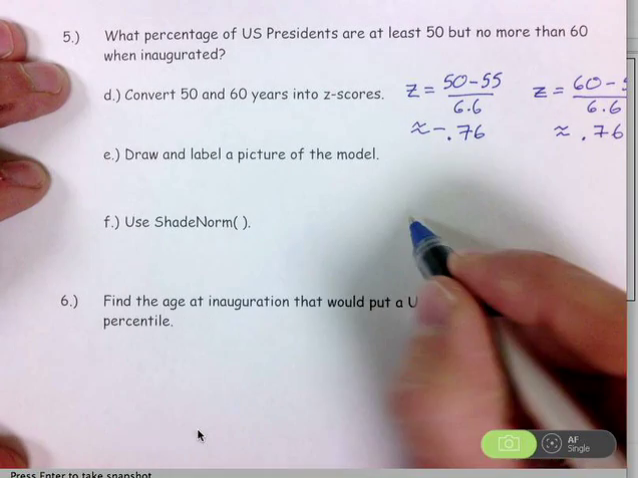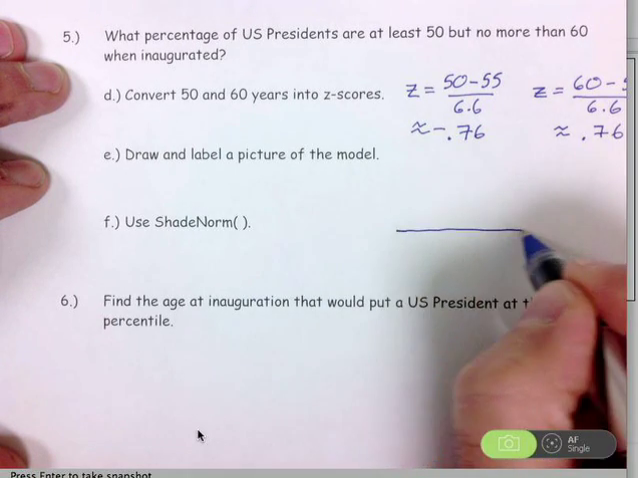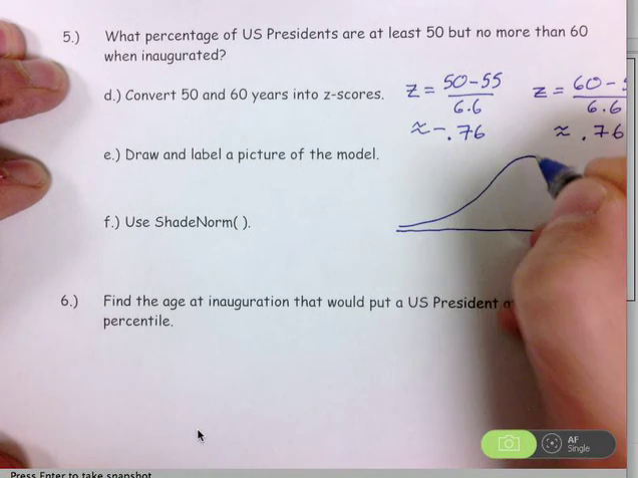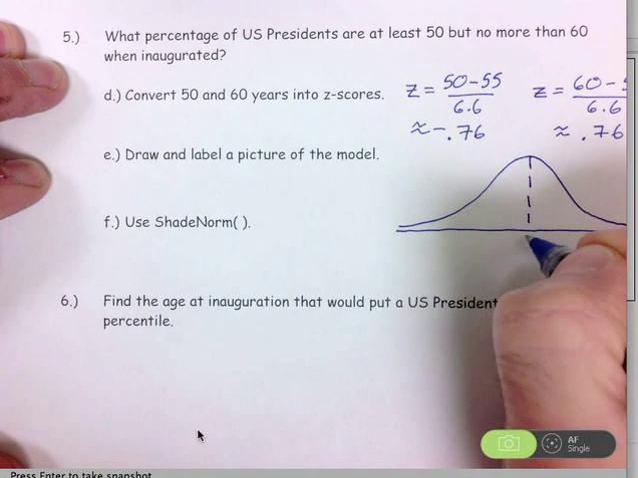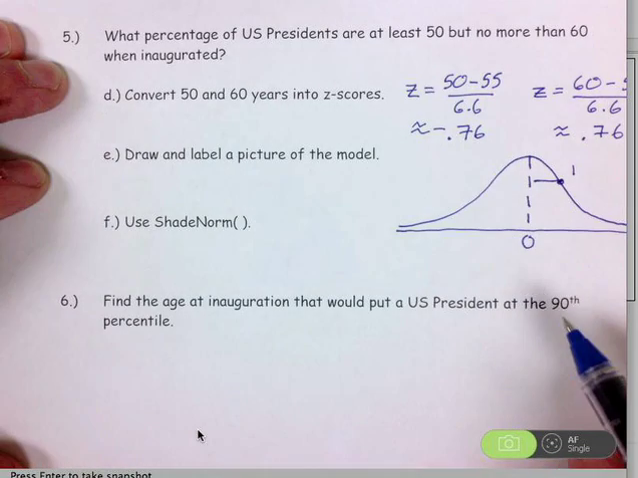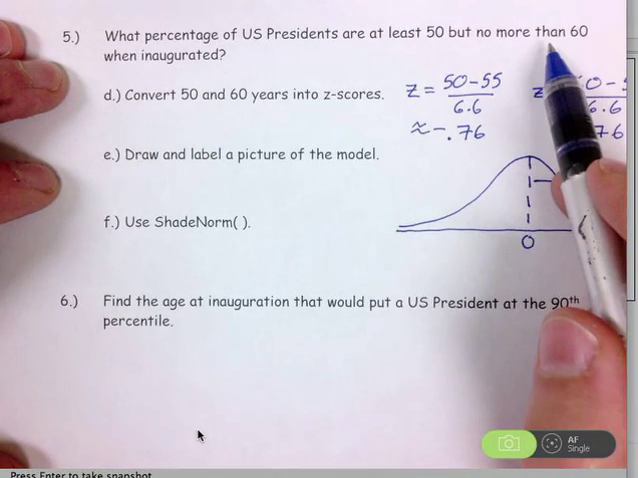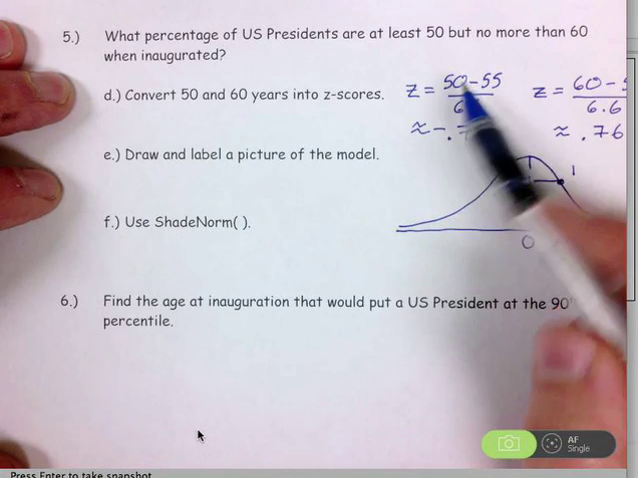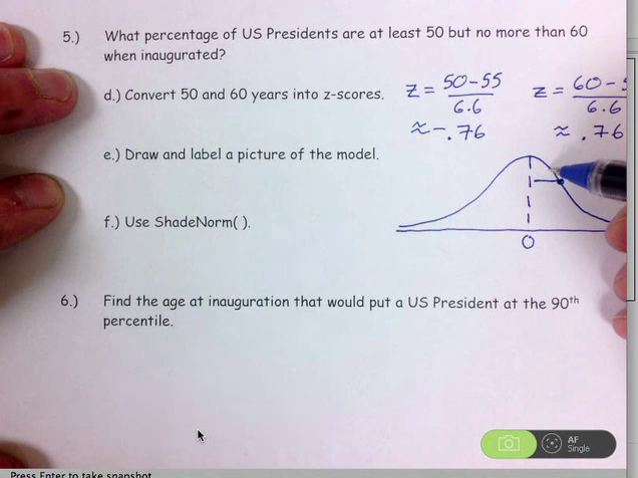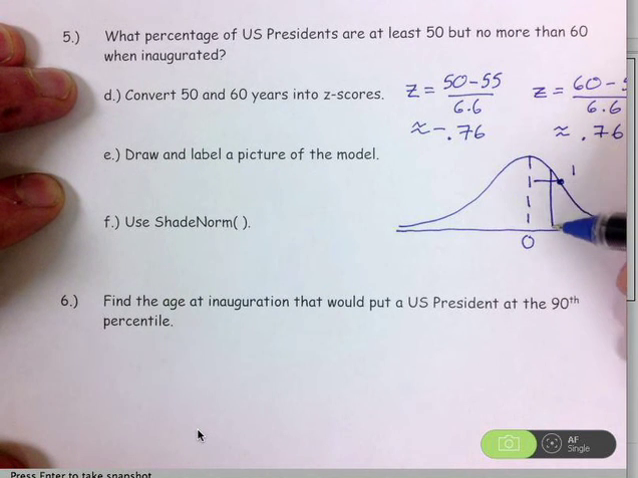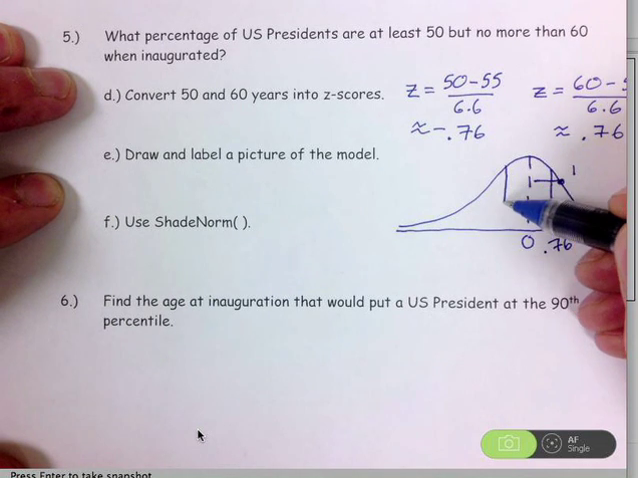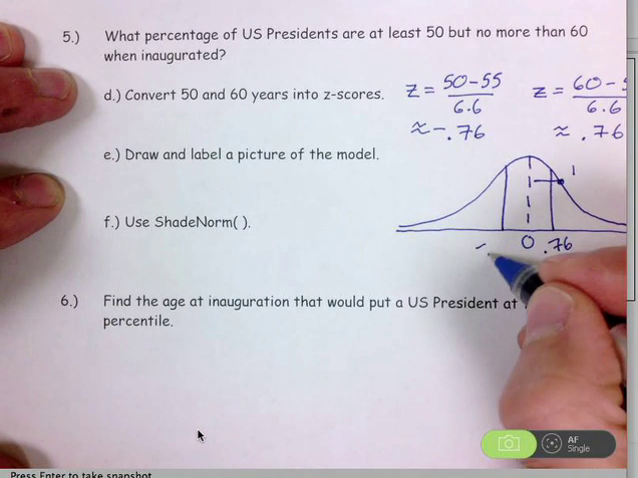So draw and label a picture. Again, we're using the normal density function. Because we're using z-scores, this has a mean of 0 and a standard deviation of 1. We are interested in a president that is at least 50 but no more than 60, so we can use the 50 and 60 as our boundaries. My upper boundary is 0.76, I'll put it right about here. My lower boundary is negative 0.76, so I'll put it right about here.